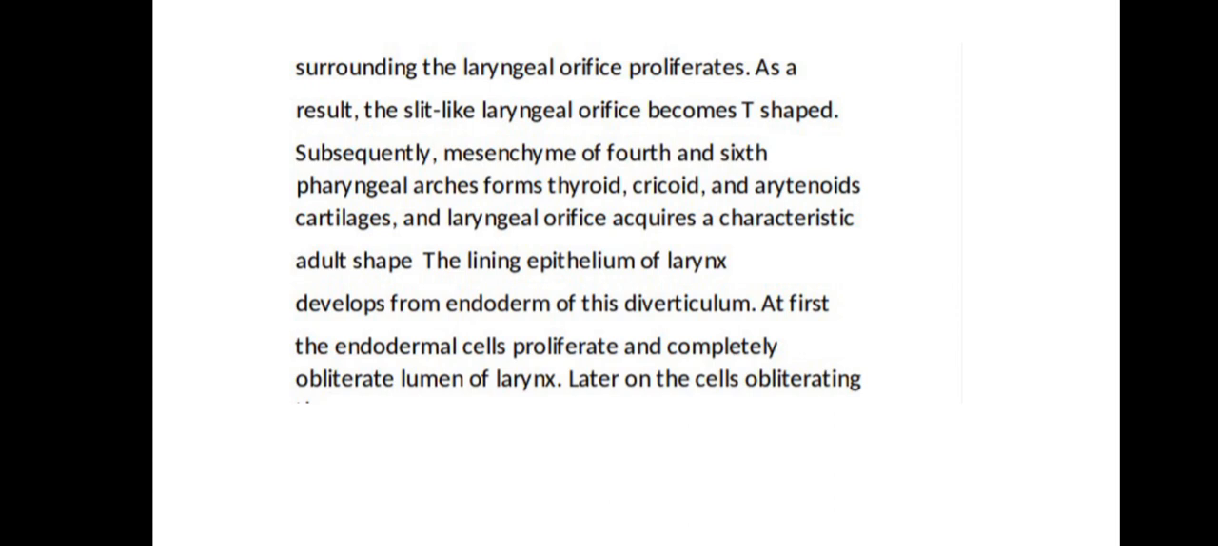Now, let me summarize. The mesenchyme at the cranial end of the laryngotracheal tube proliferates rapidly, producing paired arytenoid swellings. What have I just said? I've said the mesenchyme at the cranial end of the laryngotracheal tube proliferates rapidly, producing the paired arytenoid swellings. These swellings will grow towards the tongue, converting the slit-like aperture into a T-shaped laryngeal inlet, and therefore reducing the developing laryngeal lumen into a narrow slit.